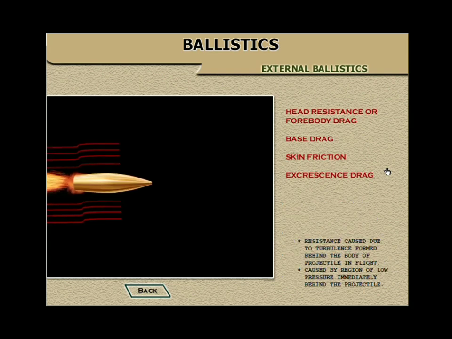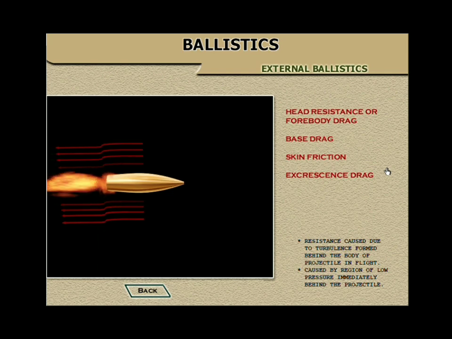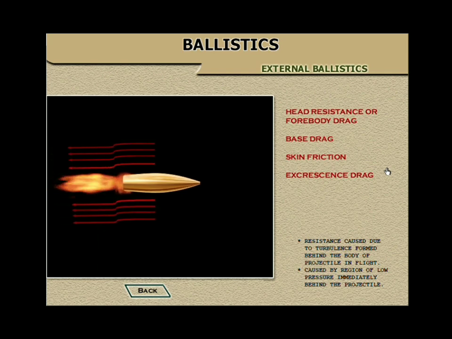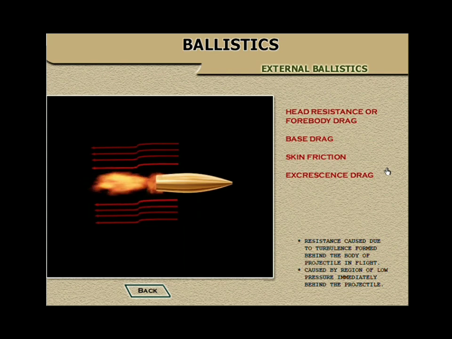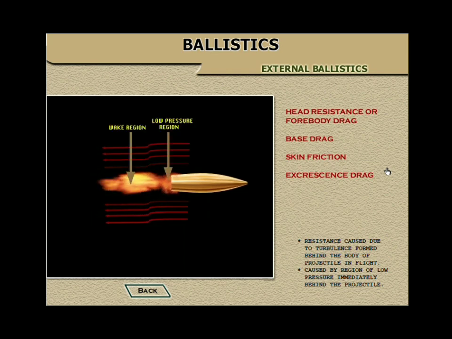Base drag. The turbulence formed behind the body of a projectile in flight causes a further resistance known as base drag. The cause is a region of low pressure immediately behind the projectile, which results because the airflow cannot return quickly enough to fill the space behind the projectile. The consequence is a vacuum or suction effect, which shows itself in the form of resistance to the motion.